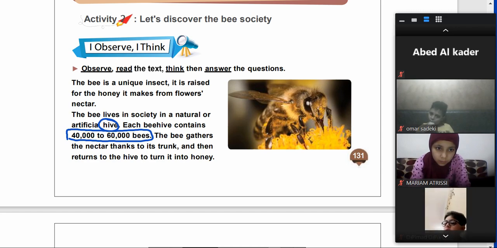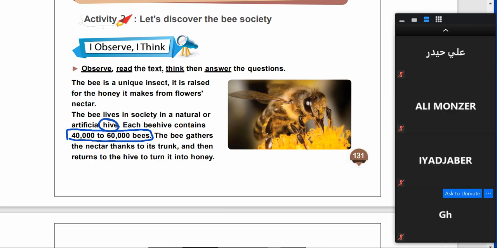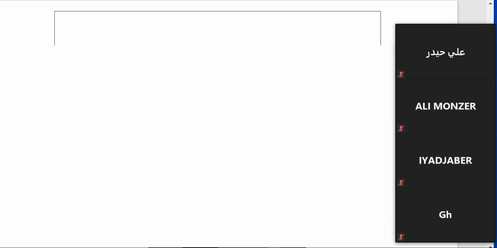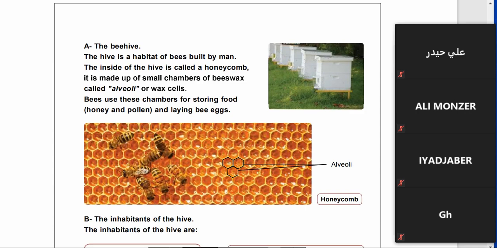And as we said before, the bee gathers and collects the nectar because of its trunk, with which it sucks or absorbs the nectar. It has no nose or mouth, okay? It has a trunk called proboscis. And then it returns to the hive to turn it into honey. This is information about the society of the bee, or where it lives.